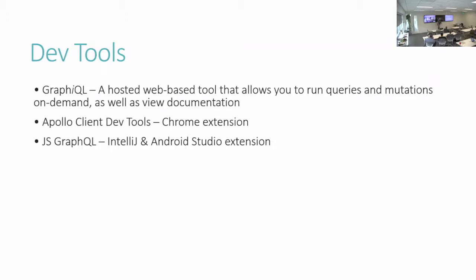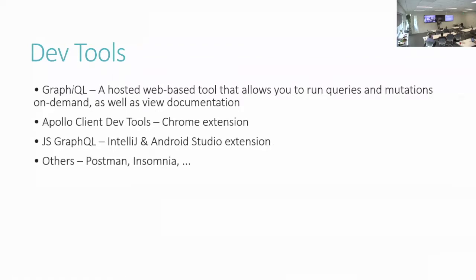And then JS GraphQL is an extension for IntelliJ and Android Studio. It gives you syntax highlighting, autocomplete, all that good stuff for GraphQL files inside your Android Studio or IntelliJ project. And you can also run queries and things like that inside the JS GraphQL extension. So I would consider this almost a must-have if you're dealing with GraphQL on Android. It helps out a lot to have that syntax highlighting and that autocomplete.